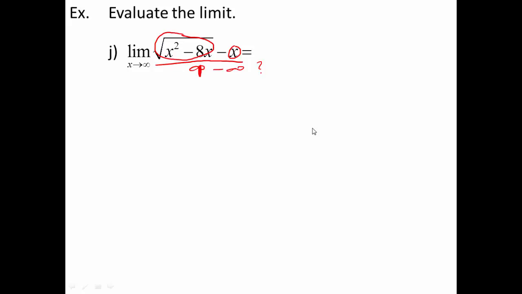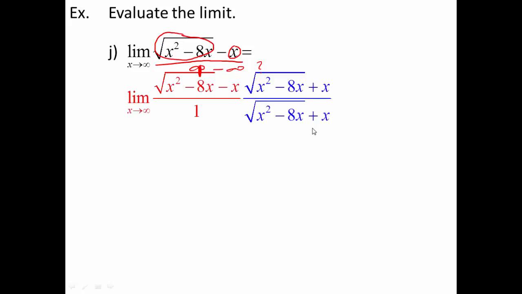So by recognizing that I have a rational function over 1, this now becomes a very similar problem to what we did in the first part of chapter 11. I'm going to multiply top and bottom by the conjugate of the square root of x squared minus 8x minus x. When I multiply the top, I'm going to end up with that difference of squares, so it'll be x squared minus 8x squared minus x squared. And on the bottom, it's just 1 times all that, so I'm just left with all that.